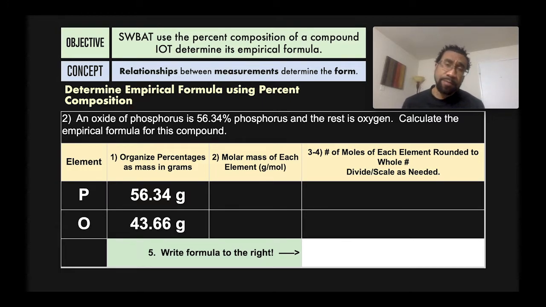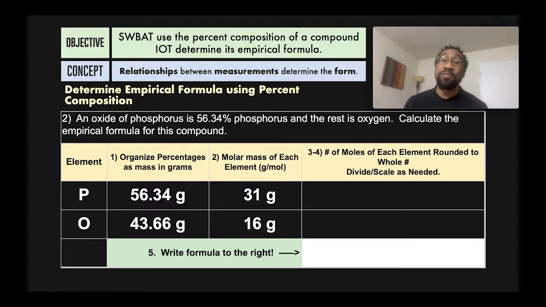All right, we get the molar mass. Phosphorus is 31 grams. Oxygen is 16 grams. Where do these numbers come from? They come from the periodic table. Make sure you know how to find the mass on the periodic table.